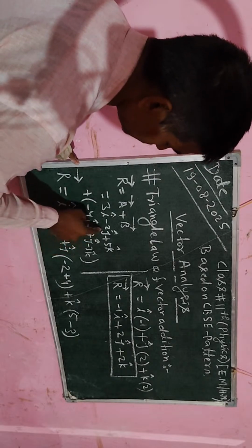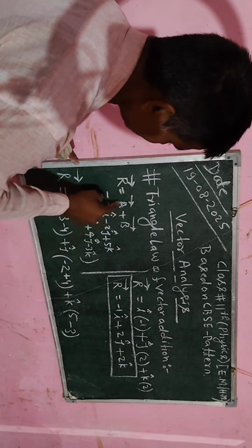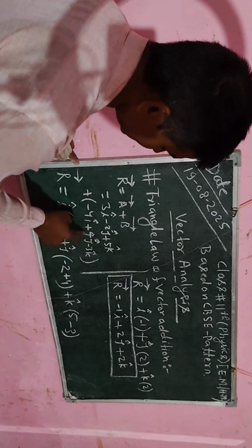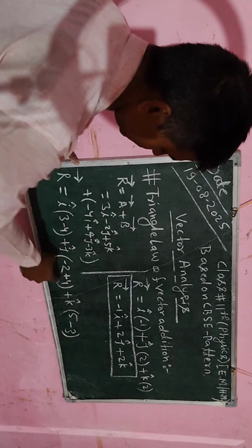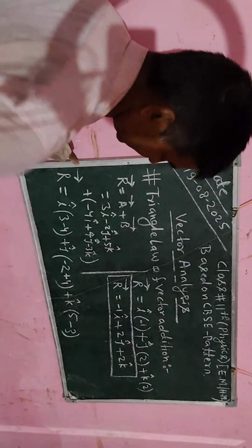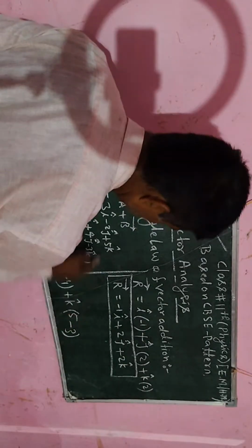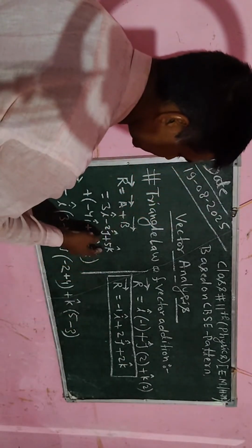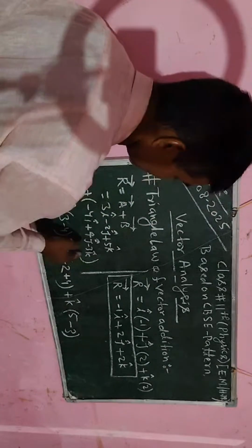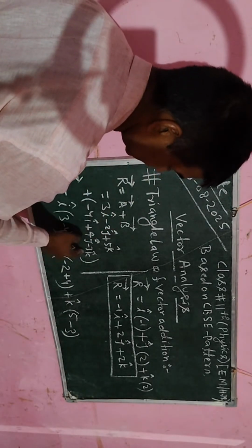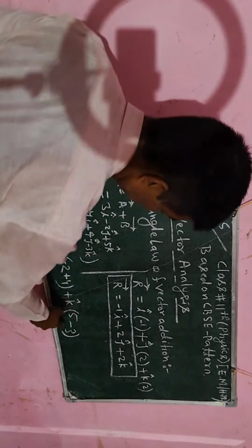Now the coefficient of vector j in vector A will be -2, and the coefficient of vector j in vector B will be 4. So we can write it in the bracket. Similarly, I will put vector k cap, and in vector A the coefficient of k will be 5. The coefficient of k in vector B is -3. So I have written it here.